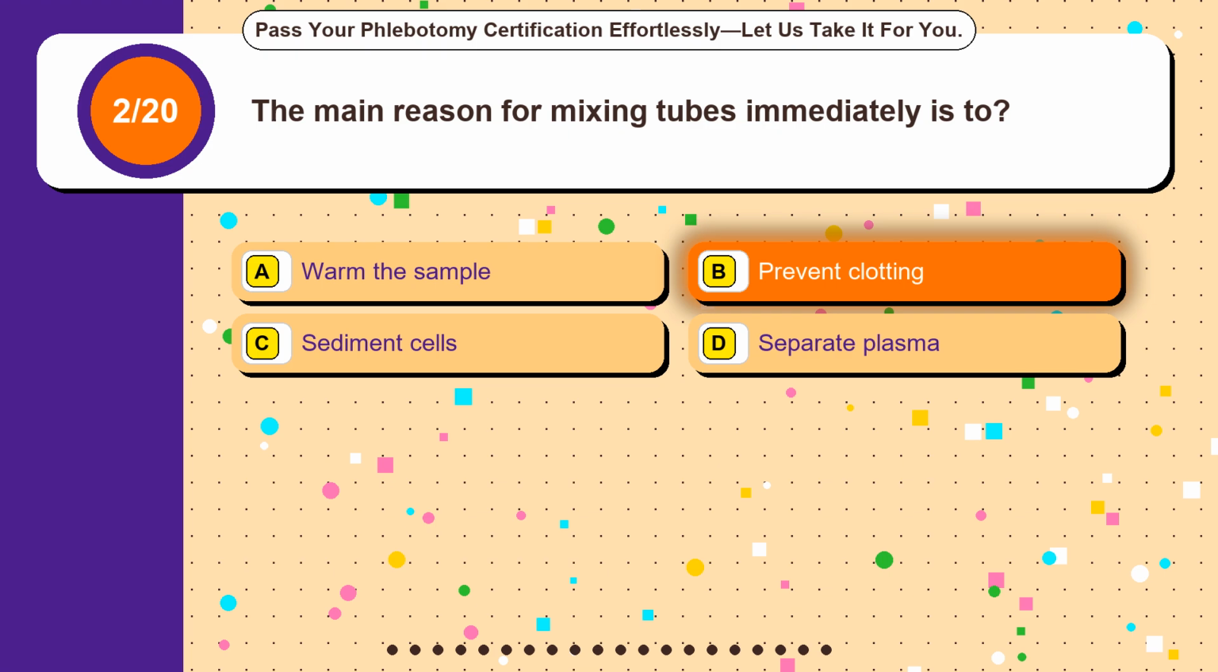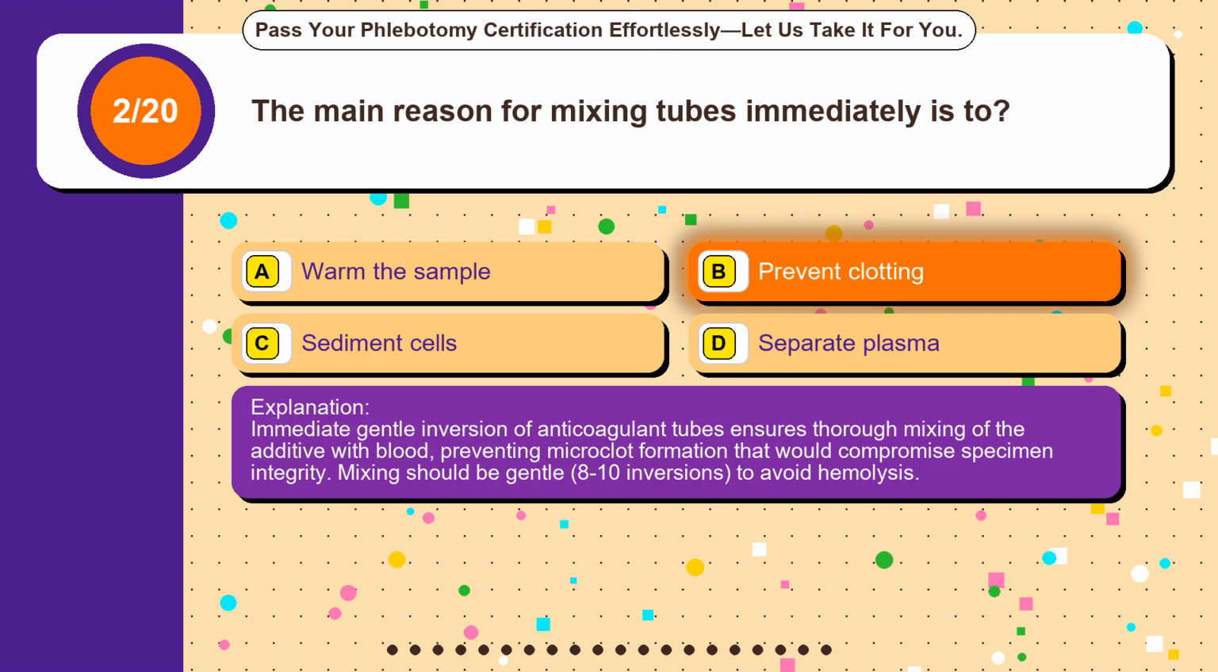Prevent clotting. Immediate gentle inversion of anticoagulant tubes ensures thorough mixing of the additive with blood, preventing microclot formation that would compromise specimen integrity. Mixing should be gentle, 8 to 10 inversions, to avoid hemolysis.